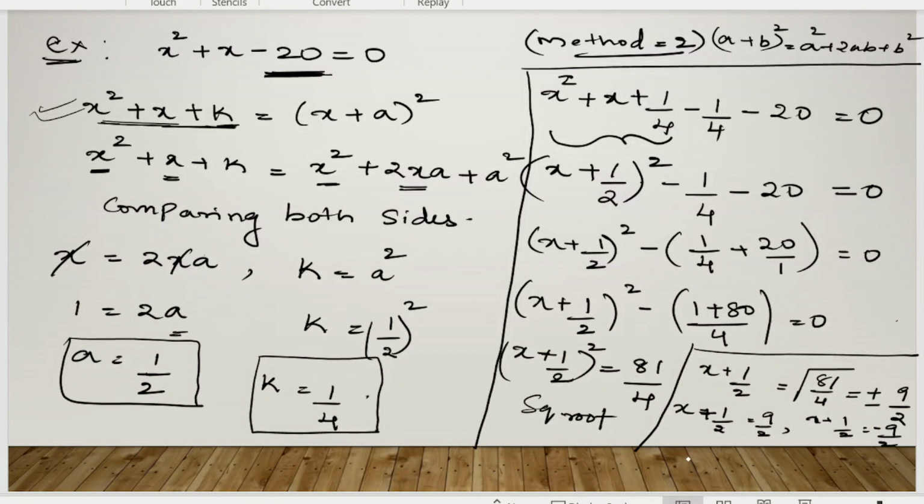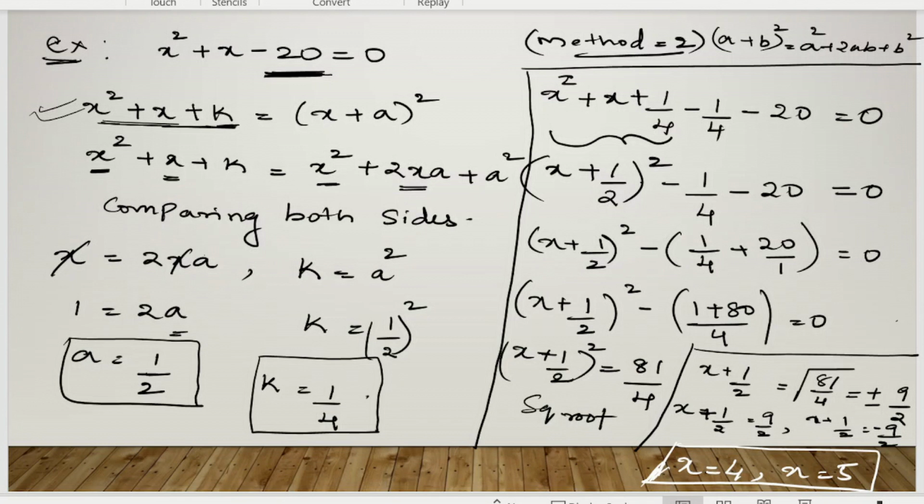Okay. Once you solve them, you will get x is equal to 4 and x is equal to 5. Okay. So these are the roots of this quadratic equation. So these are the two methods. You can follow any method which is easy for you. Clear? I will be taking many examples to solve this method as well.